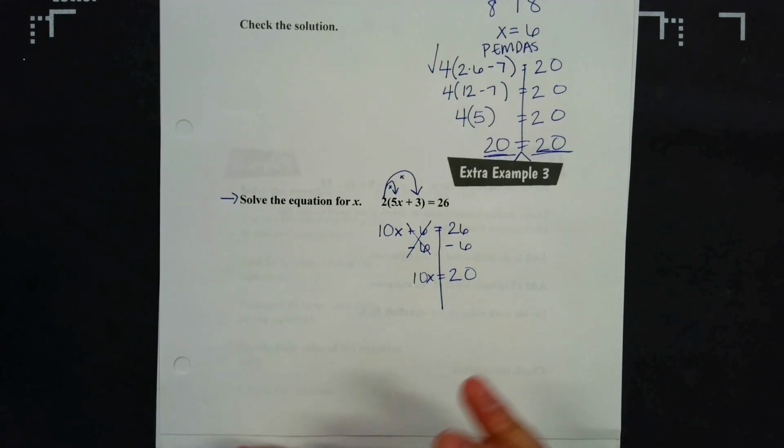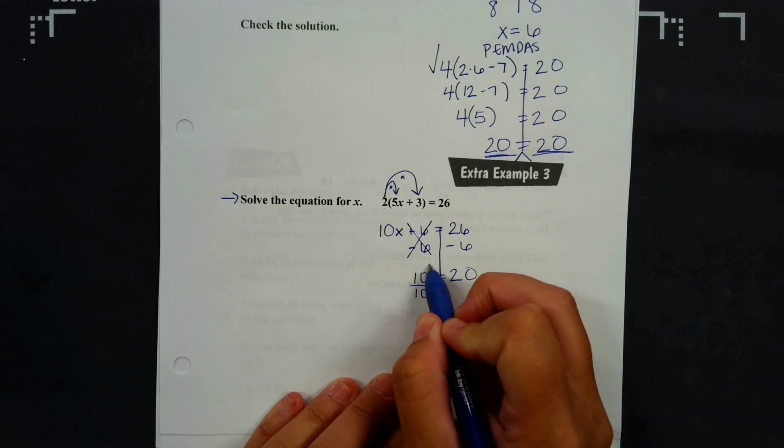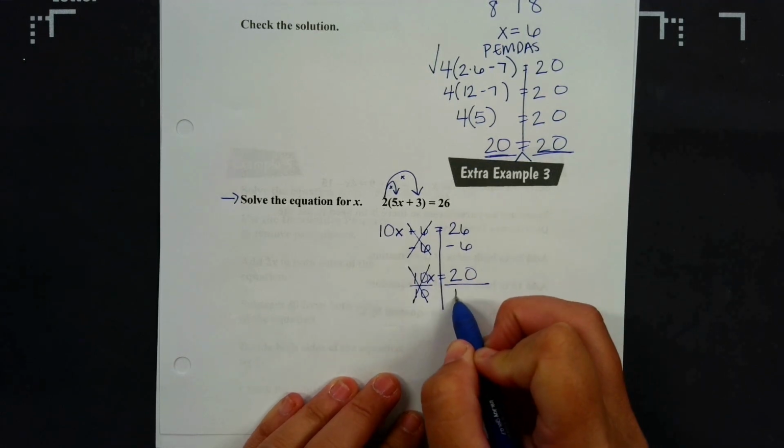How do I get that 10 away from that x? Division. Inverse operations cancel.